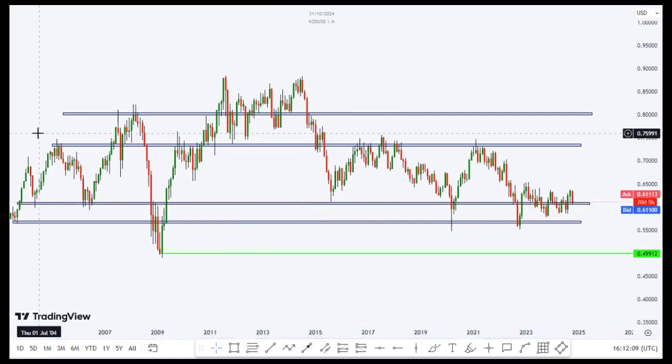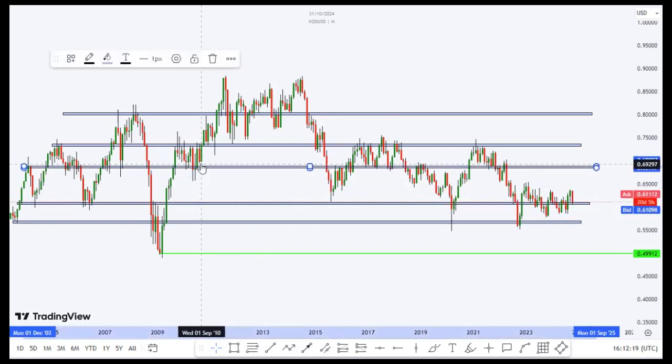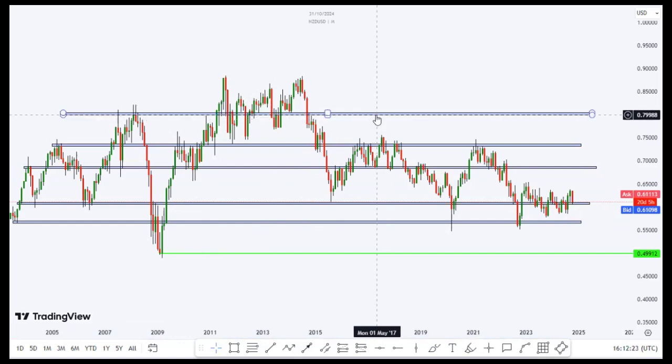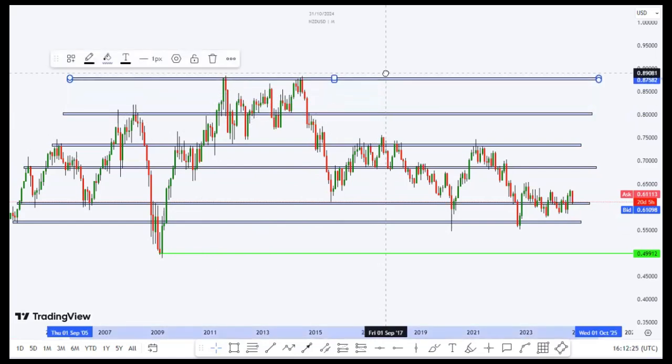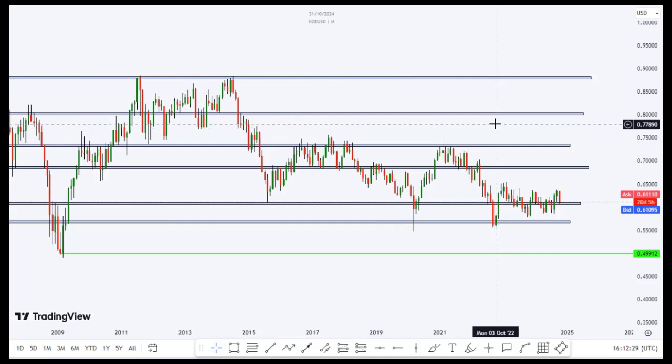There are different ways that you can identify your support and resistance zones. We will get to each of them in another video. There is also another zone here, and one at the top here. But this is a monthly time frame, so it's really going to take a very long time to get to one of these zones.